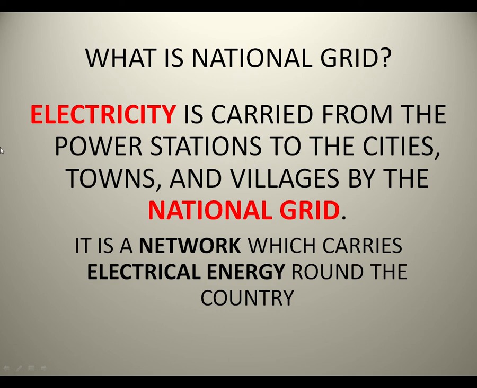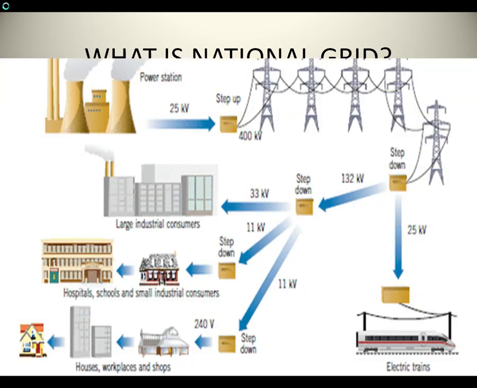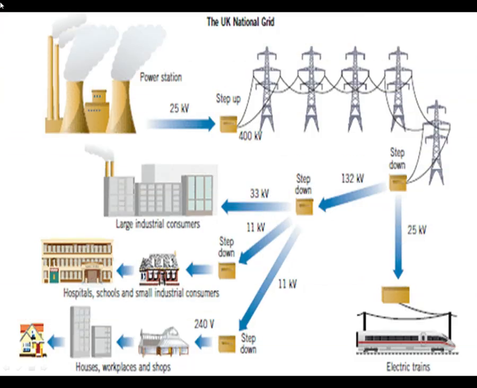So if anybody asks you from where we get the electricity, you can say the electricity reaches us from power stations through the national grid. Let me show you the picture of the national grid. This is the picture of the national grid. It is the UK national grid. This means how it works in the UK, United Kingdom, but in almost the same way we have it here in Pakistan.